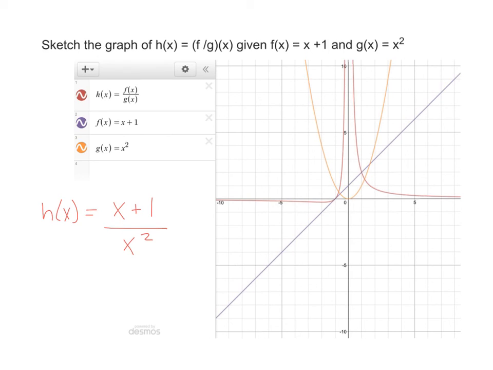You can't divide by 0. And 0 squared is 0, so when you're dividing, you will have some non-permissible values that usually end up being asymptotes, or maybe points of discontinuity. But we'll talk lots more about that in another unit. For now, you need to be able to come up with this function and graph it.